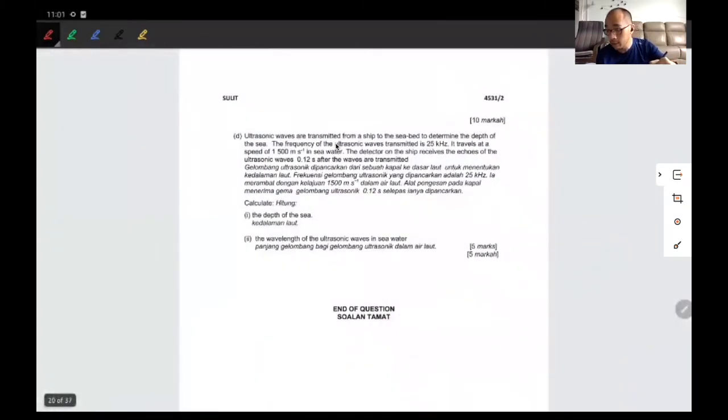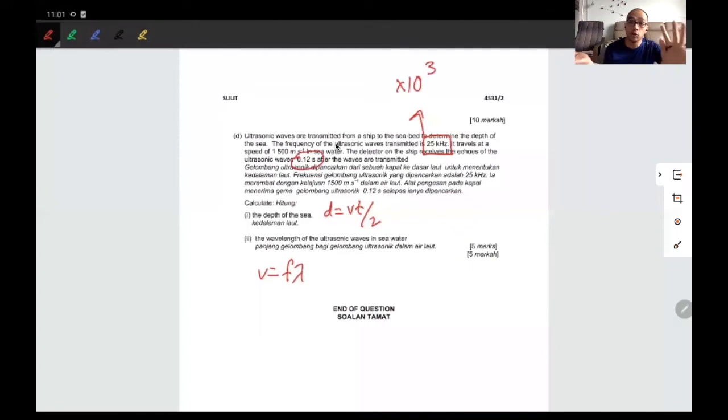The calculation questions also only use the same two formulas. This one is D equals VT over 2. This one is V equals F lambda. So you notice after a while, the pattern of the question is the same. Take a look at the unit for frequency, 25 kilohertz. As I said just now, you need to change it to times 10 to the power of 3. The good news is our time is in seconds, so no need to do anything. Just now the question, the time was in milliseconds. So be very careful here.